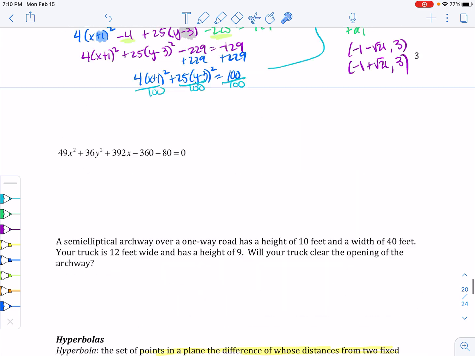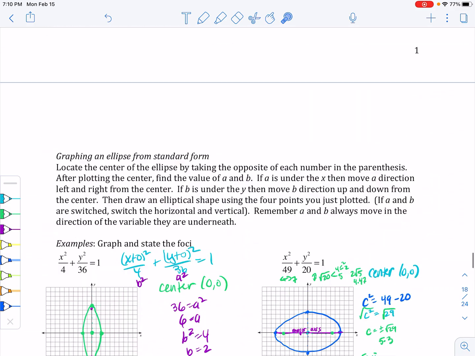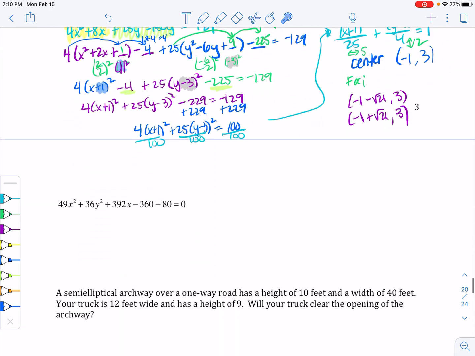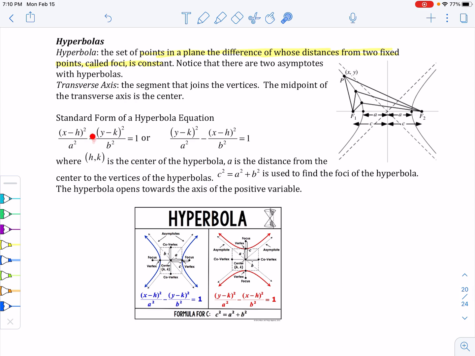So notice on our ellipses, our equation was something squared divided by something, plus something squared divided by something, equals 1. And we were adding the two of them together, which was different than our circles, where we had something squared plus something squared equals r squared, so it wasn't being divided by anything. Okay. For our hyperbola, if we look at our equation, instead of adding, we're subtracting. So it's that same kind of setup as an ellipse, except instead of adding, we're subtracting.